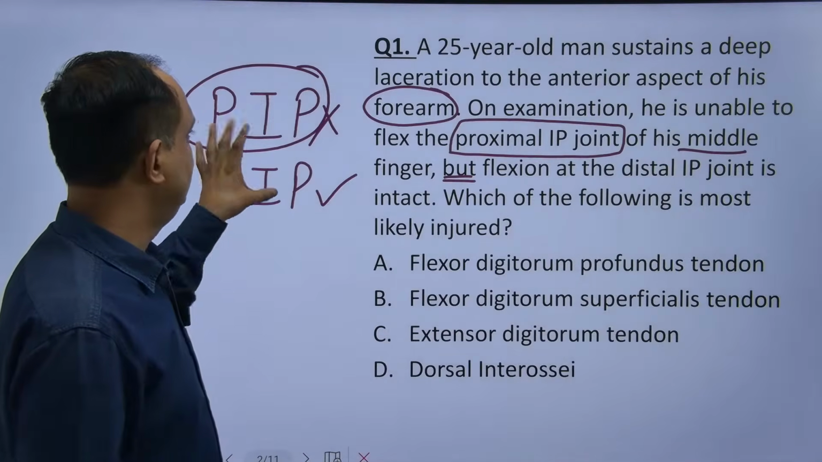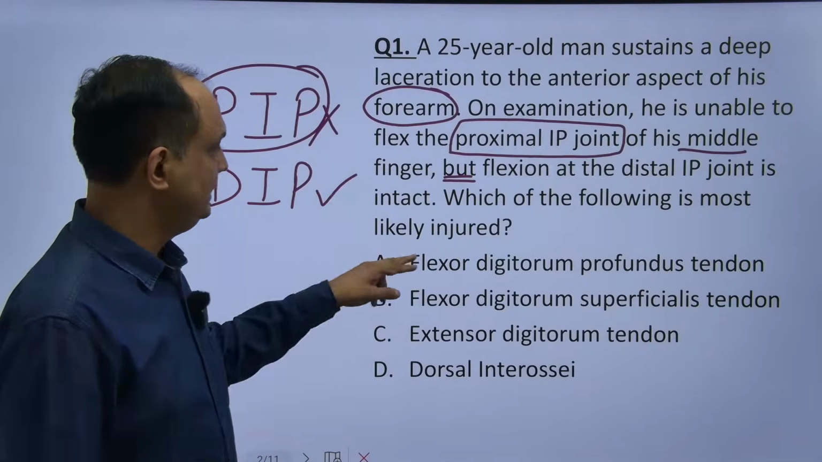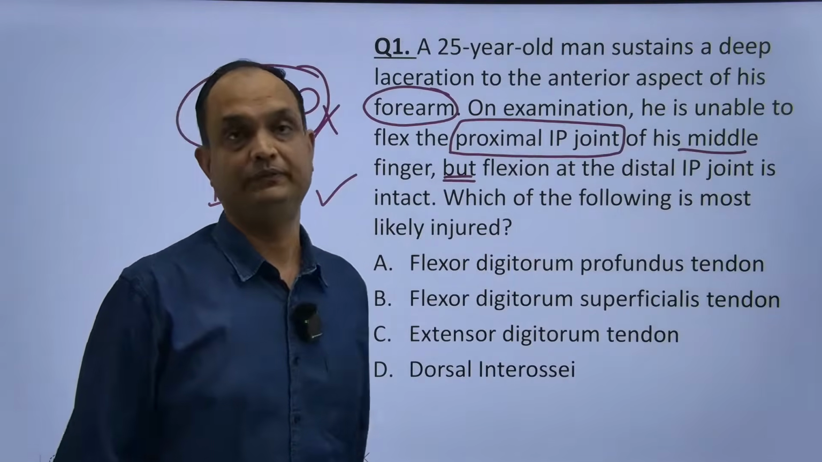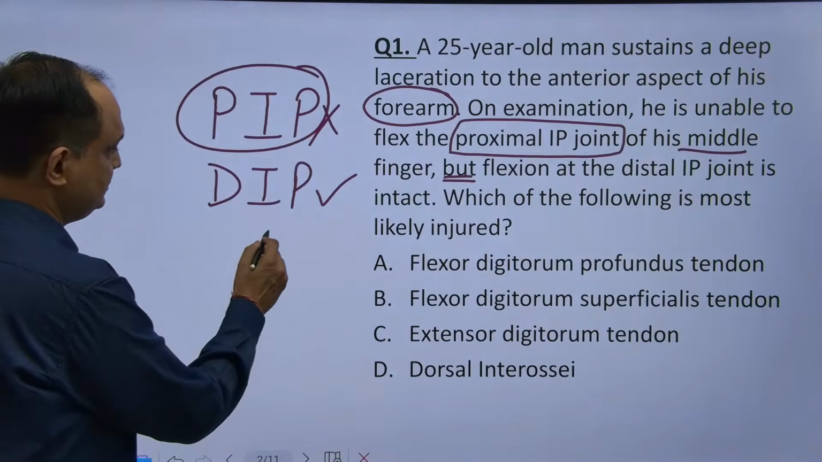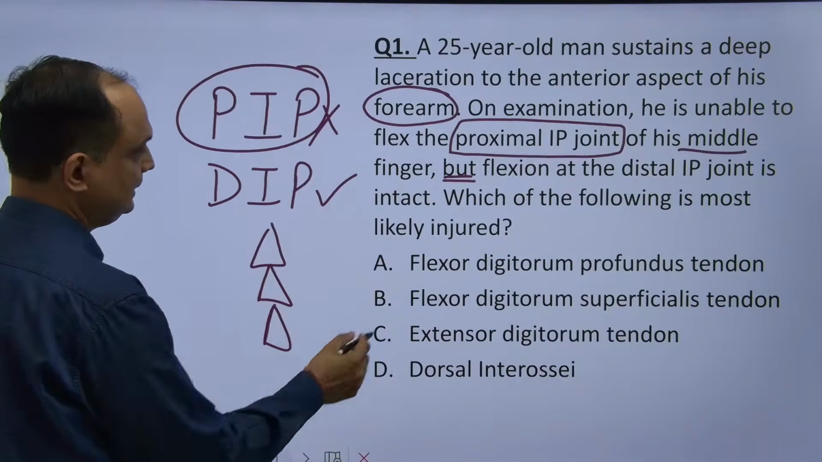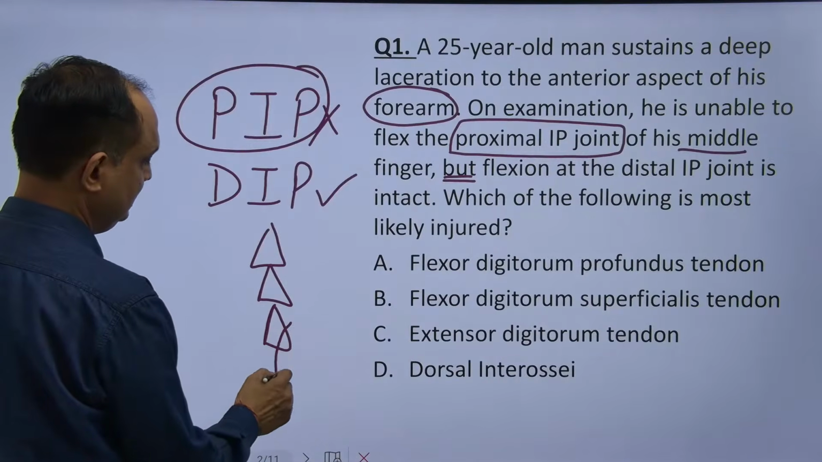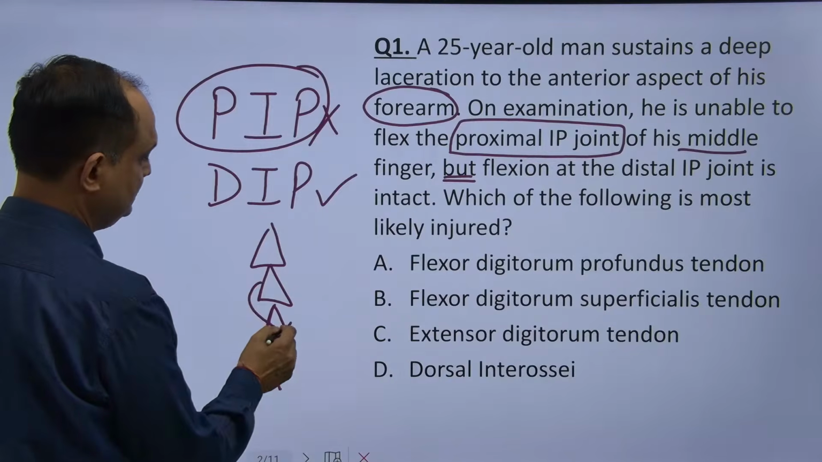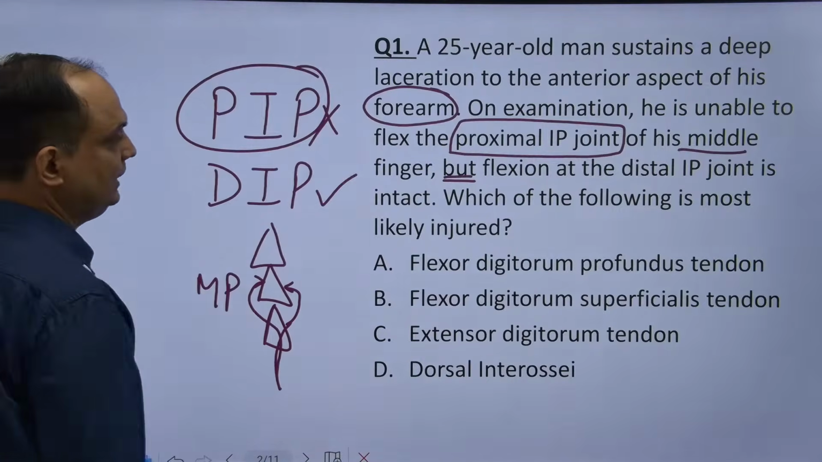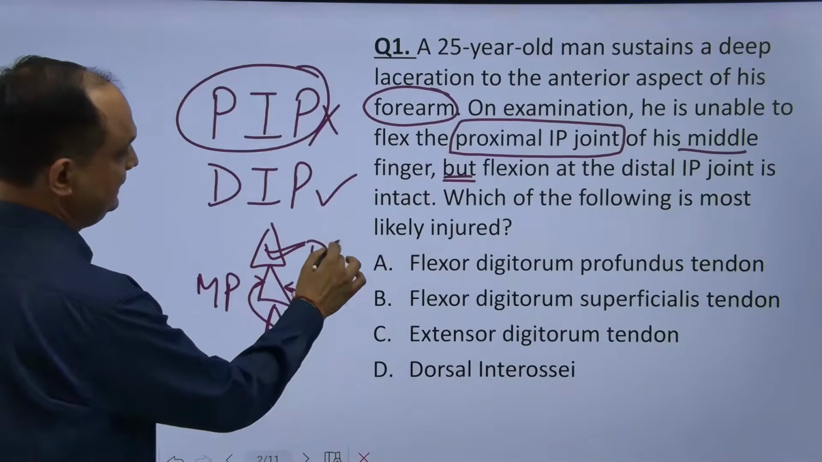Now, dear students, whenever we are talking about the interphalangeal joint movements, there are two main muscles which are working, flexor digitorum profundus and superficialis. When you see the insertion of these two muscles, you have to keep this in mind: the flexor digitorum superficialis tendon will split and insert on the side of your middle phalanx, but the tendon of flexor digitorum profundus will reach up to the distal phalanx.